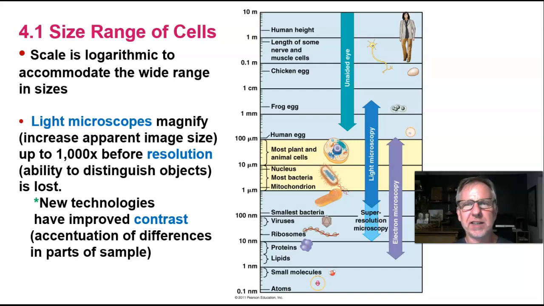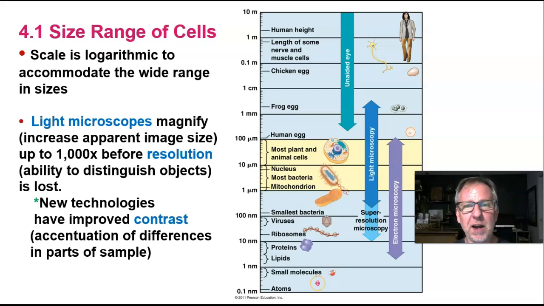But if you keep looking at that scale, we get down to a human egg that's a little bigger than 100 micrometers. You could just barely see that with your eyes. Most plant and animal cells are between about 10 and 100 micrometers, which means you really couldn't see them with your eyes. You would need a microscope.